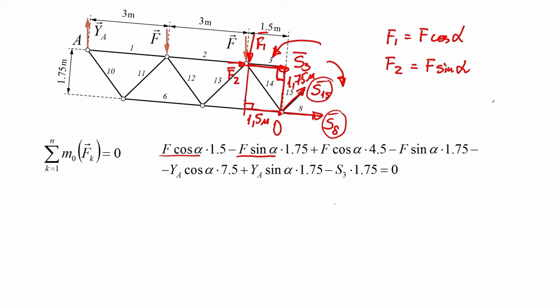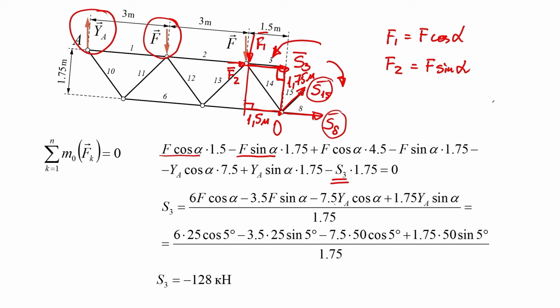Similarly, the moment of the second force F and the reaction YA are calculated. Thus, we have one equation with one unknown. Solving this equation, we find the value of the force in the bar 3 of the truss. The value of the force is found to be negative. It means that the bar is not under tension, as we have previously assumed, but under compression.